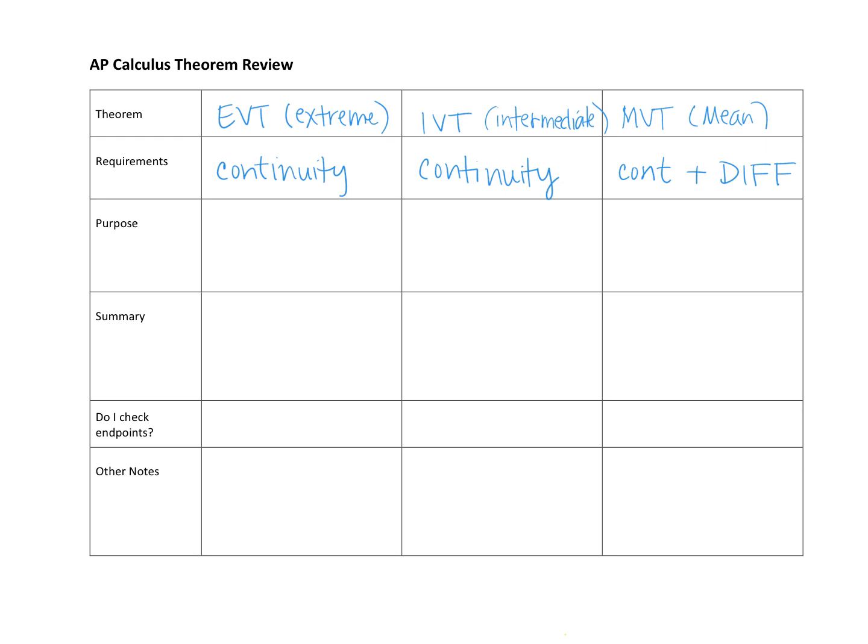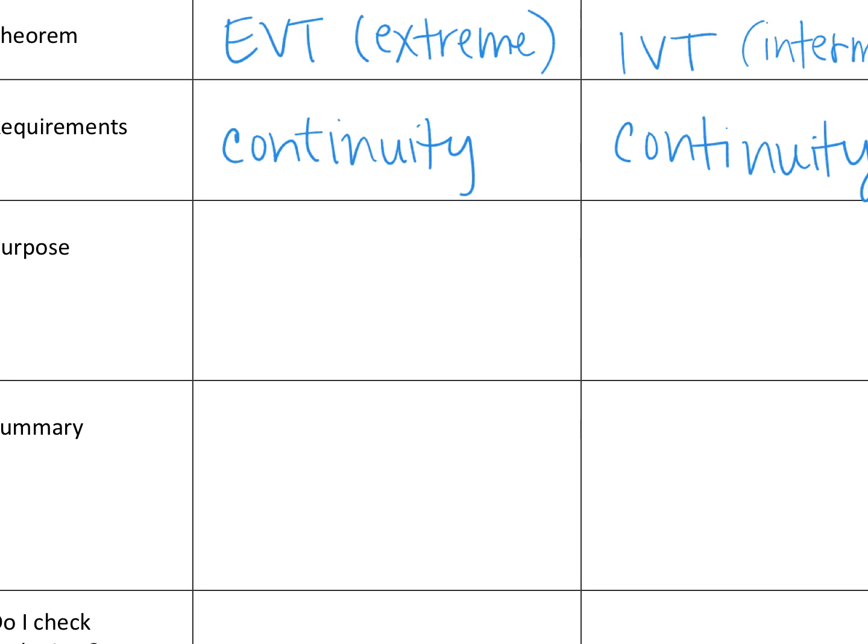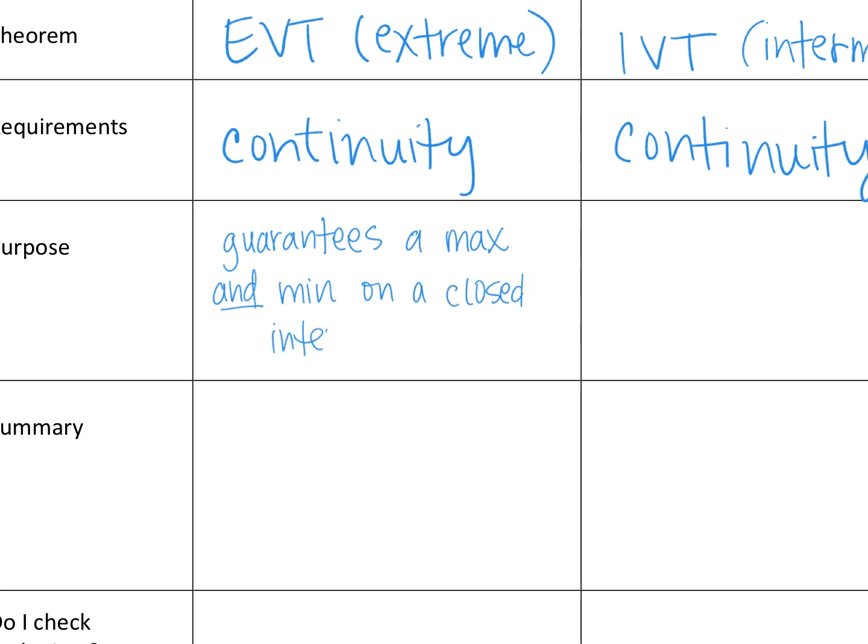All right, purpose. They each guarantee something. The EVT guarantees a max or min, actually a max and min, on a closed interval, A to B. Hey, Zach, from last week, what is important about a closed interval when it includes the brackets? It means that you have to check the endpoints. Okay, awesome.